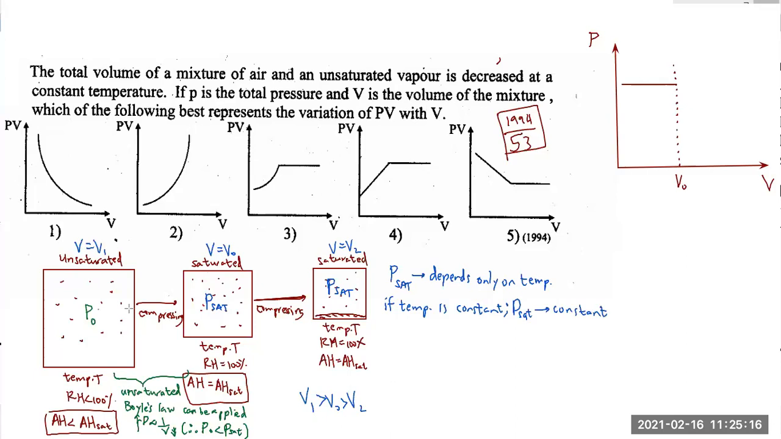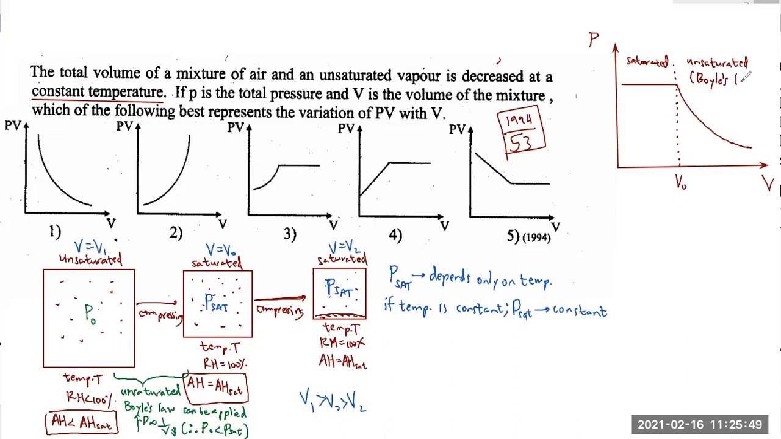And after that, when the volume is greater than V naught, you have to consider this area. It is unsaturated vapor. So since the temperature is constant, careful, constant temperature. When the temperature is constant and when the air is not saturated, it will obey Boyle's law. Therefore, you should draw a Boyle's law graph like this. This part is saturated. This part is unsaturated. So you can apply Boyle's law.